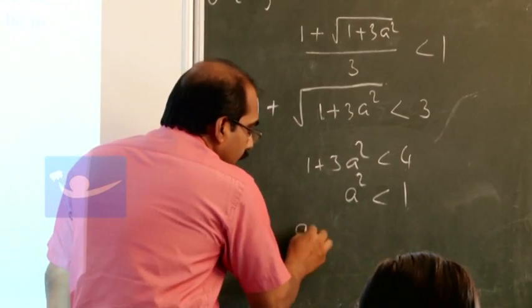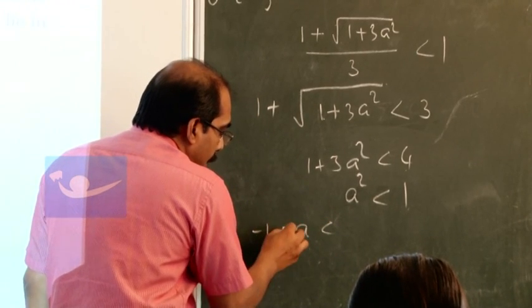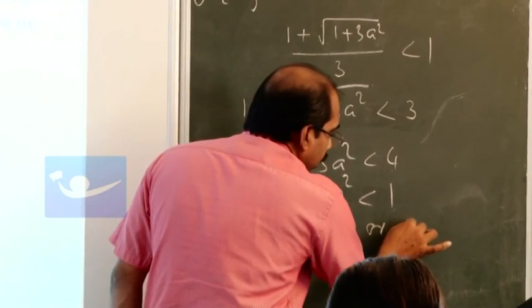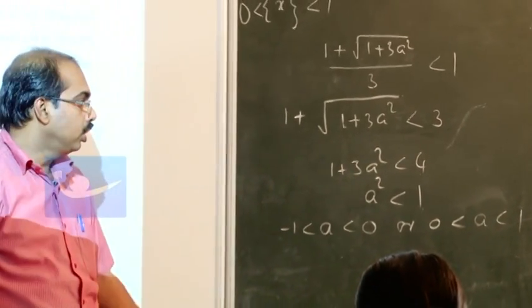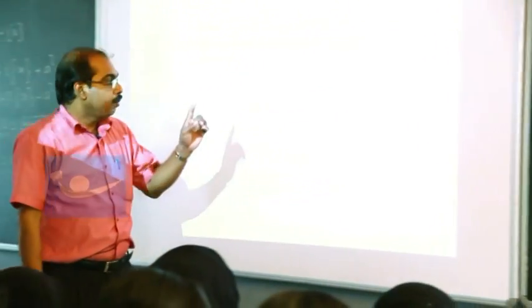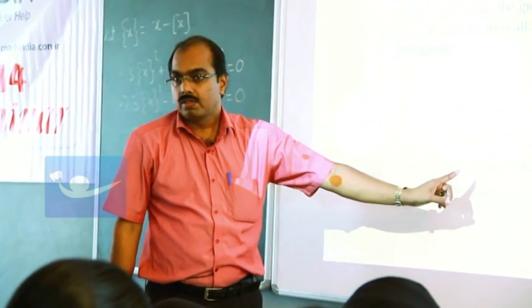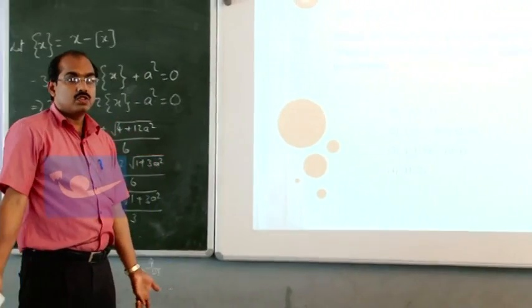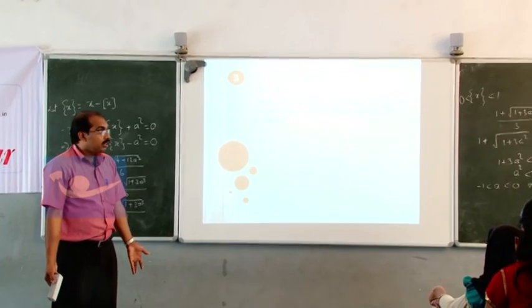That means a will lie in the interval -1, 0, or a will lie in the interval 0, 1. Which is from the available options, the answer is 3. A square less than 1 means a square minus 1 less than 0. A will lie in the interval -1 and 1, excluding 0.